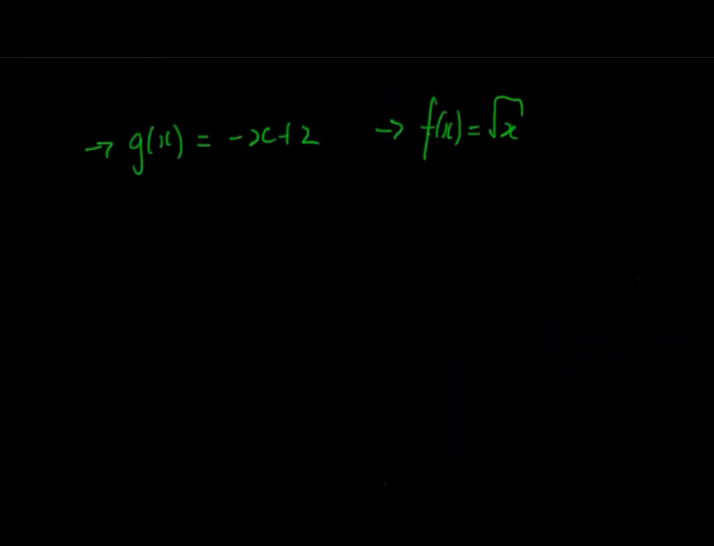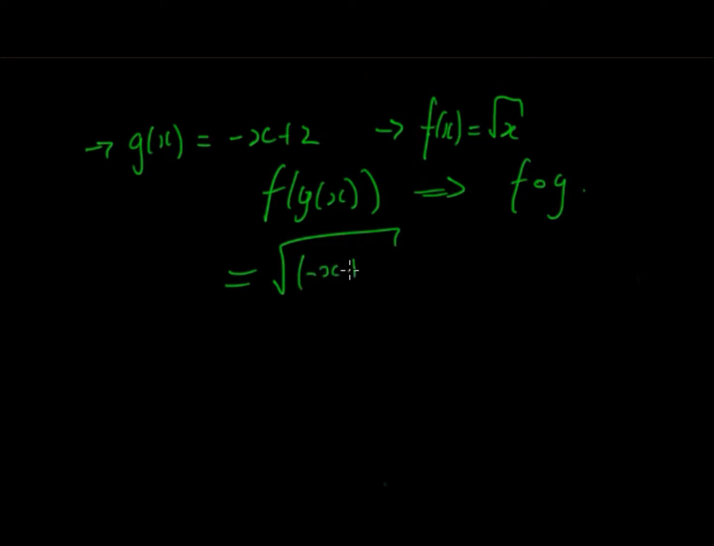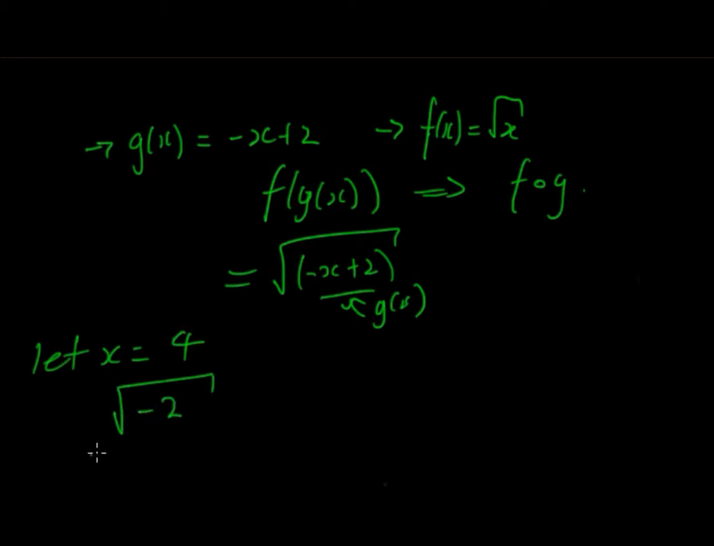So firstly, we begin with two functions. g(x) is equal to negative x plus 2, and f(x) is equal to the square root of x. So if we look at f(g(x)) as the composite function, like f∘g, then this is equal, equation-wise, to the square root of negative x plus 2. The problem with this though is we could let x equal, let's say, 4. If this was the case, we'd get the square root of negative 4 plus 2, which is negative 2, so it's not defined.